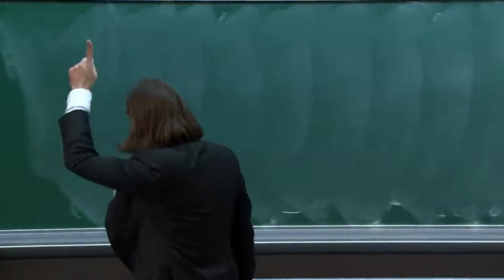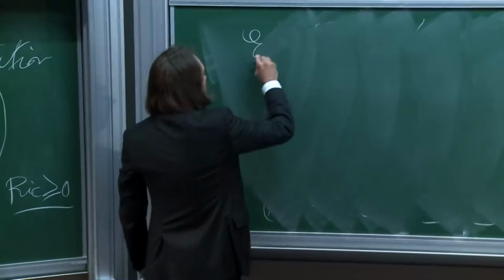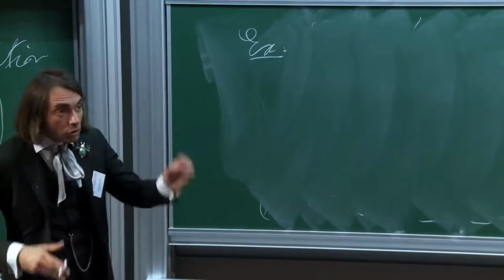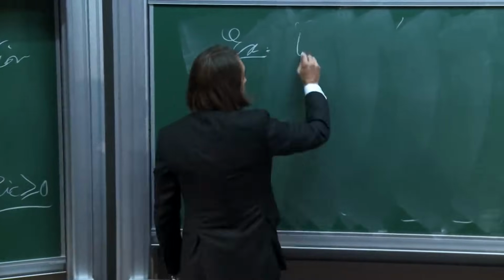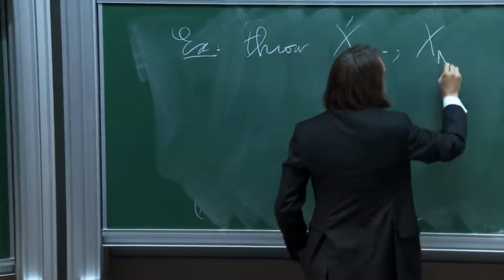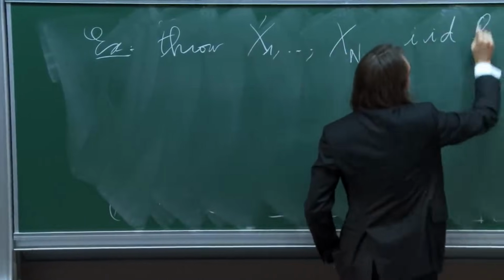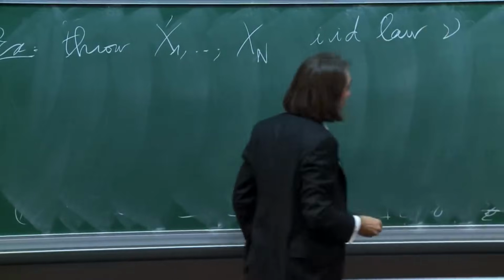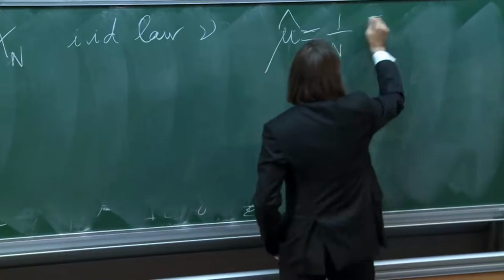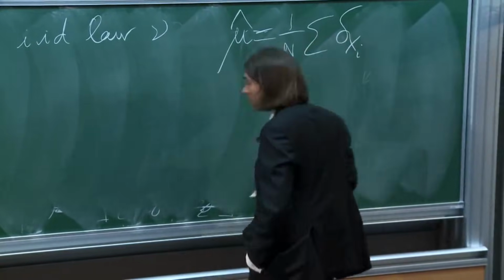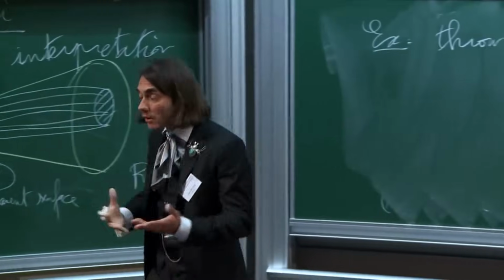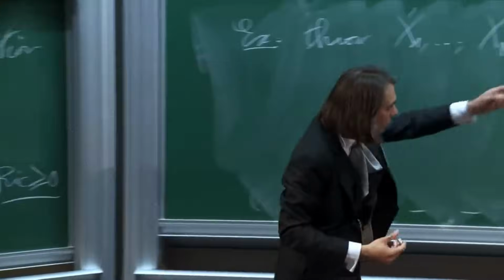For instance, since it was a question about the empirical measure in the previous talk, throw in particles x1, etc., xn, which are IID with law nu. Okay? And you write the empirical measure, mu hat, is 1 over n sum of Dirac masses at xi. Okay? And we know by the law of large numbers, in the long run, this will be an approximation of nu.